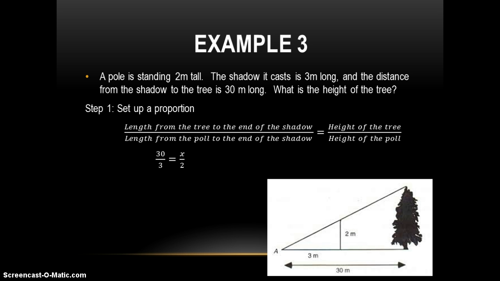So now we plug in what we know. We have 30, which is the length from the tree to the end of the shadow, over 3, which is the length from the pole to the end of the shadow, equals x over 2. So x is the height of the tree, which is what we're trying to find in the problem, and 2 is the height of the pole.